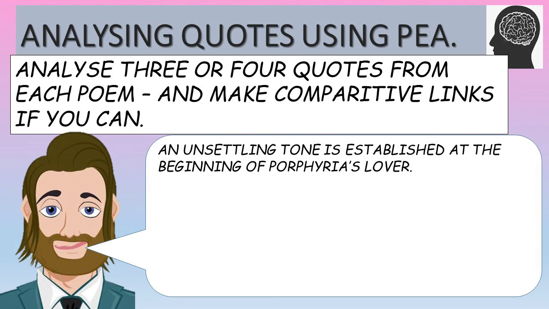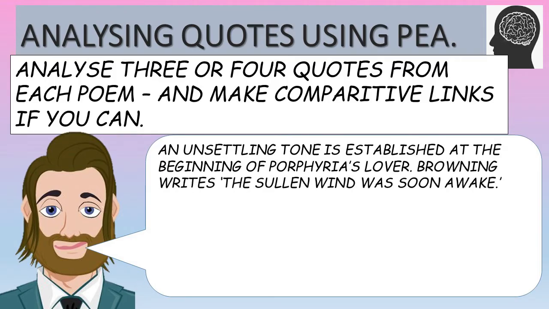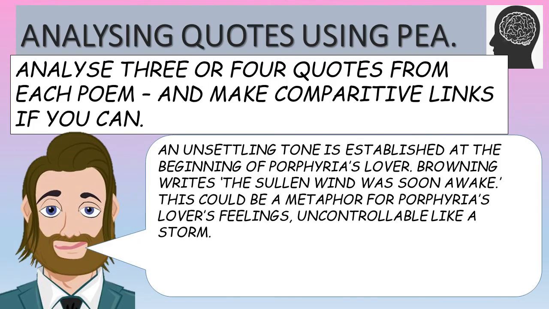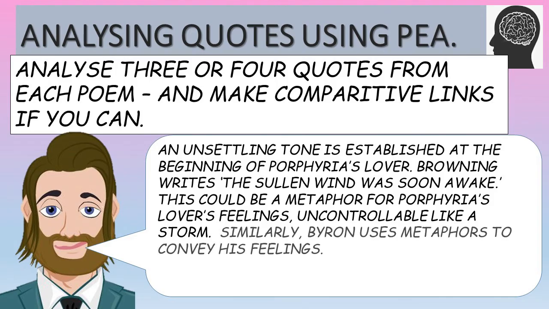An unsettling tone is established at the beginning of Porphyria's Lover. So there's a point I've made about that first poem. Here's my evidence. Browning writes, "The sullen wind was soon awake," because before we meet Porphyria, we've got this setting that is established with some of the descriptions of a storm at night. This could be a metaphor for Porphyria's Lover's feelings, uncontrollable like a storm. He's got these intrusive thoughts that are coming to the surface and he's powerless against them.